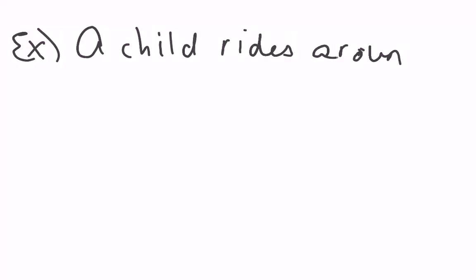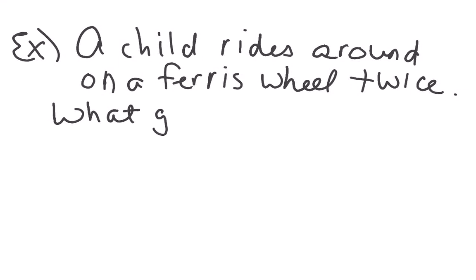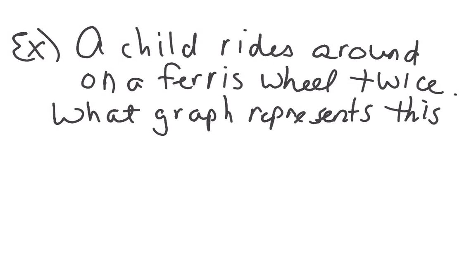A child rides a Ferris wheel, well, around on a Ferris wheel, twice. What graph represents this function?